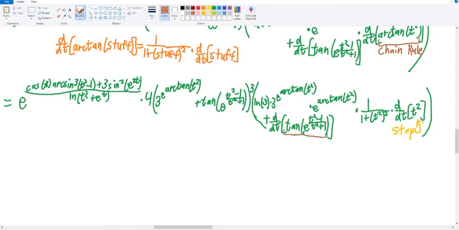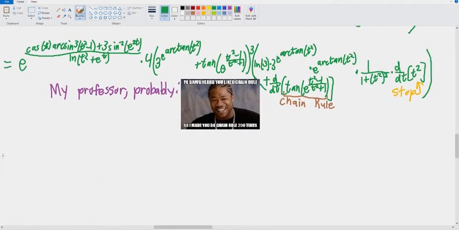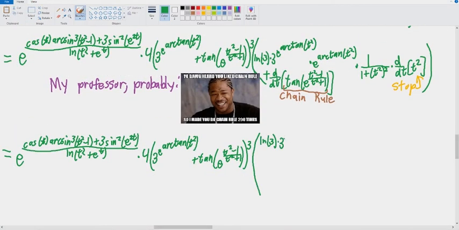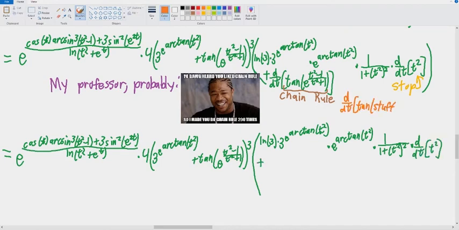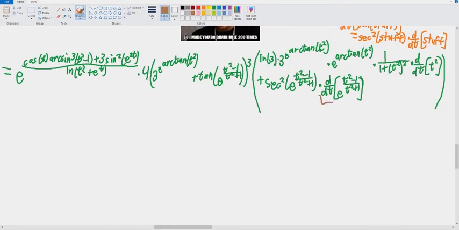On to the second derivative, which appears to be another chain rule situation. Man, my professor loved chain rule. Here the derivative of tangent of stuff is secant squared of that stuff times the derivative of that stuff. Yeah, these are very official definitions. And guess what? Another chain rule situation. This time with e to the stuff.